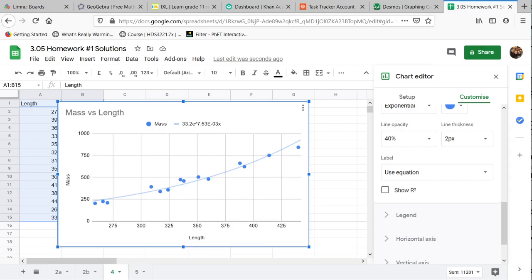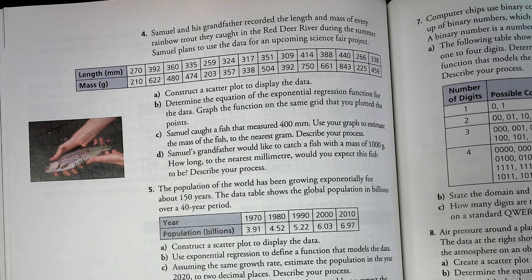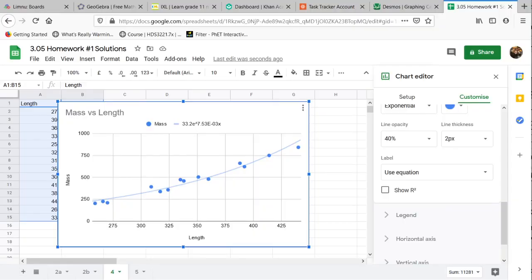So the next step would be to first interpolate. Where are we going to have a length of 400 millimeters? So that's an x of 400. We plug an x of 400 into this equation: 33.2 times e to the 7.53 times 10 to the negative 3 times 400. And that gives us a mass of 675 grams. So that is up in this general vicinity.